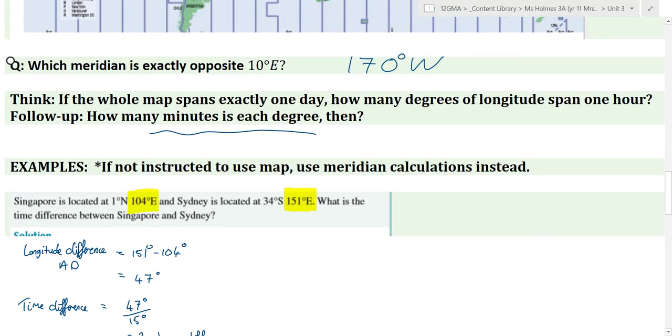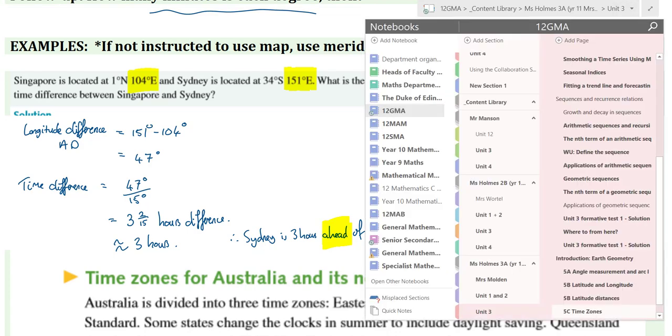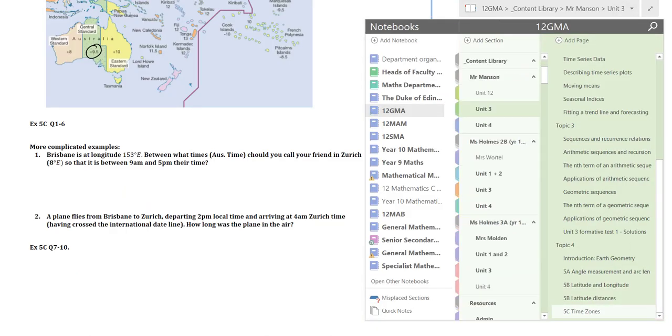So there's the time zone map. We went through some examples, although I seem to be in the wrong section. I am in the wrong section, there we go. Oh, I don't have part B.